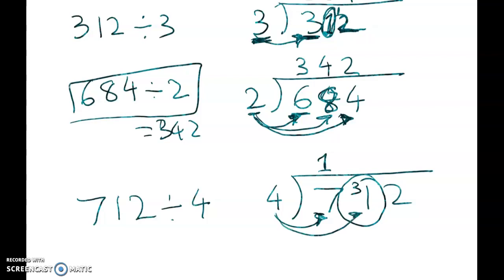How many times does 4 go into 31? Well, it goes in 7 times, and we have 3 left over. Now we say, how many times does 4 go into 32? It goes in 8 times. So that's what we call short division, and that's what we're going to be using to work with recurring decimals.